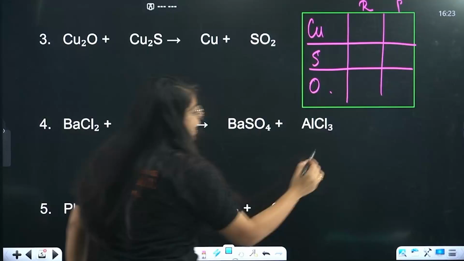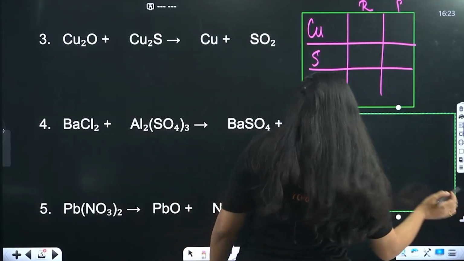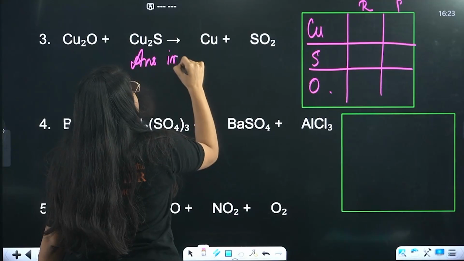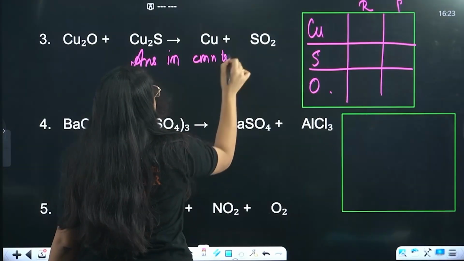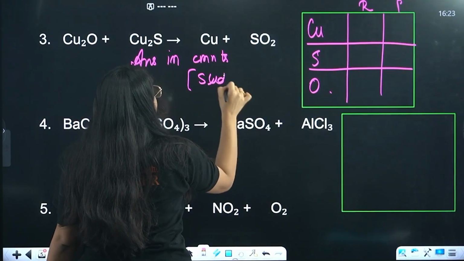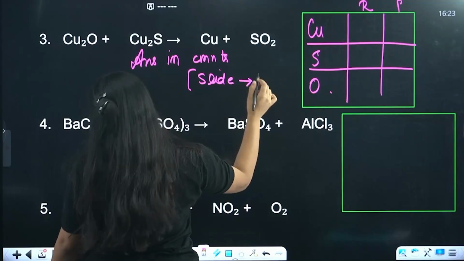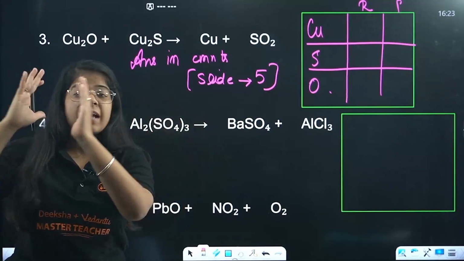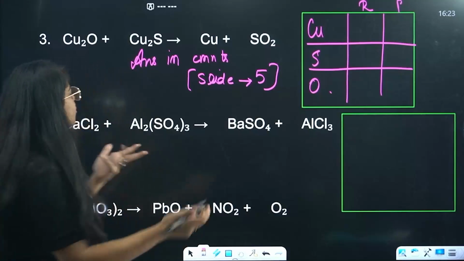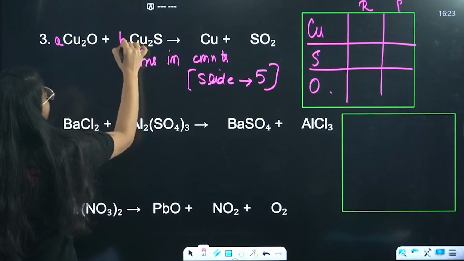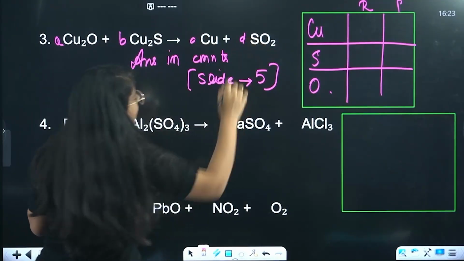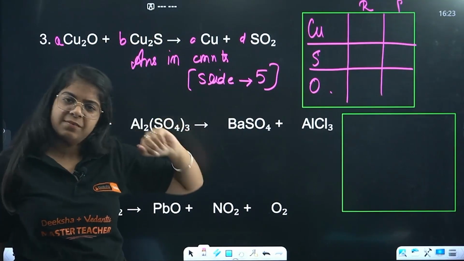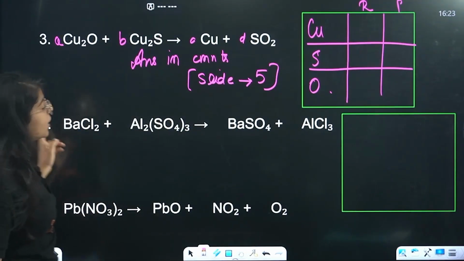Until then I'll move on to the next, and you have to write the answer in the comments. For this you have slide number 5. So your answer will be slide number 5 and the whole equation if you want to write, or you can just write the values of A, B, C and D, the numbers that you will put in front of these. Done? Okay, now let's move on to this one.